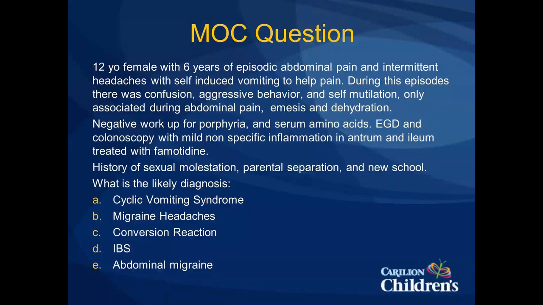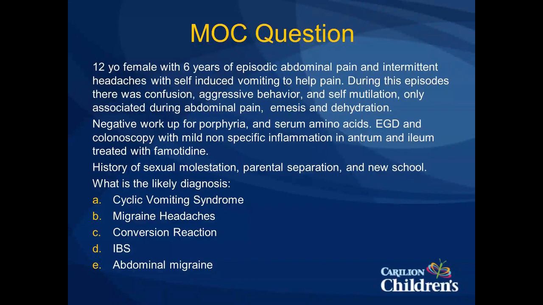Work-up for porphyria and metabolic disorders like serum amino acids, upper endoscopy, and colonoscopy was negative, not much going on there. They treated her with famotidine, with some help, but nothing major either. There is a big psychosocial component: sexual molestation, parental separation, and attending a new school. So what is the likely diagnosis? A, cyclic vomiting syndrome. B, migraine headaches. C, conversion reaction. D, IBS.